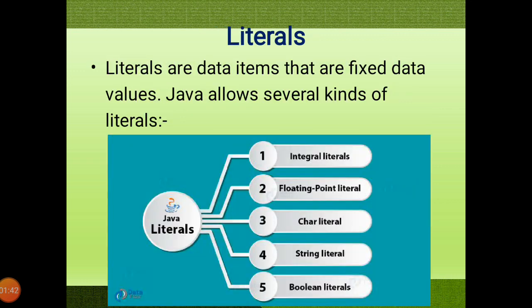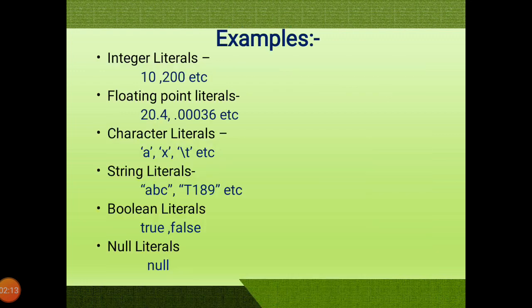Now literals. Literals are data items that are fixed data values. These literals are constants. It means values which do not change during the program execution are called literals. Java allows several kinds of literals. The first one is integer literals, the second is floating point literals, the third is character literals, then string literals, boolean literals, and apart from these, another is null literals.